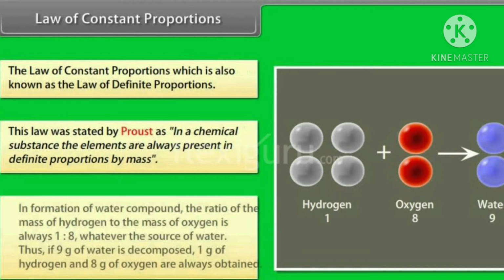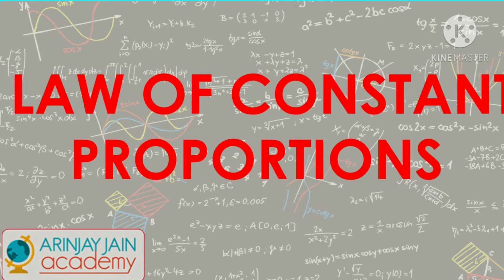In the formation of the water compound, the ratio of the mass of hydrogen to the mass of oxygen is always 1:8, whatever the source of water, that is, whether the water is collected from a tap, well, lake, river, ocean, etc. Thus, if 9 grams of water is decomposed, we always obtain 1 gram of hydrogen and 8 grams of oxygen. Based on his experiments, Proust put forward the law of constant proportions.